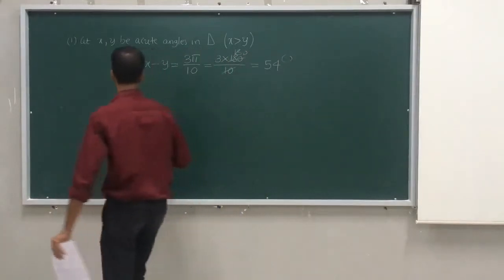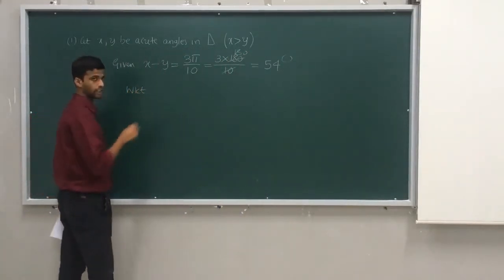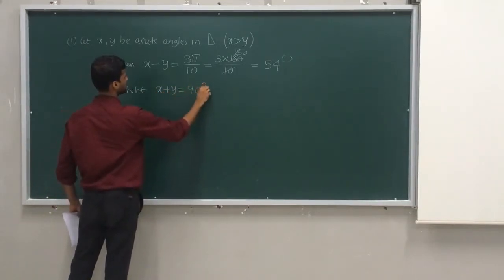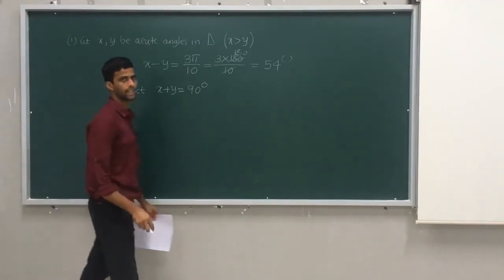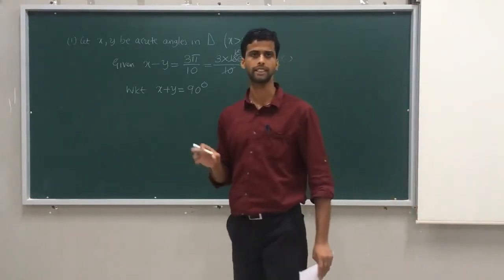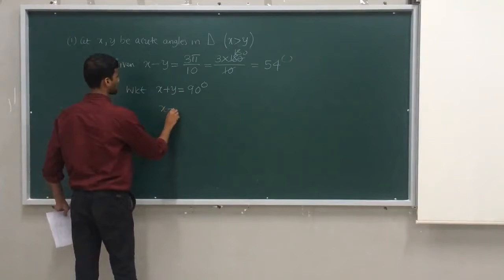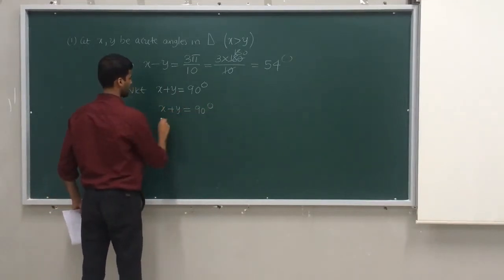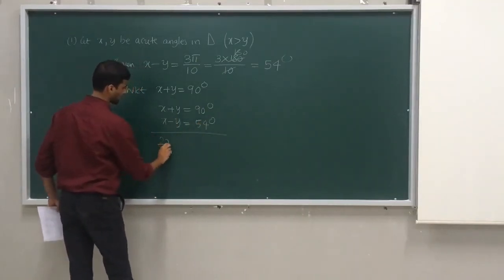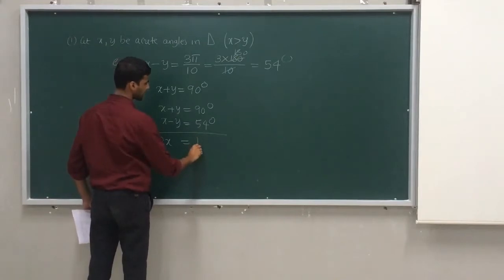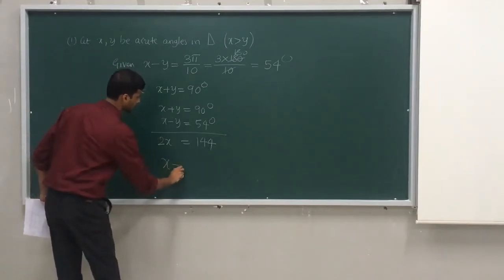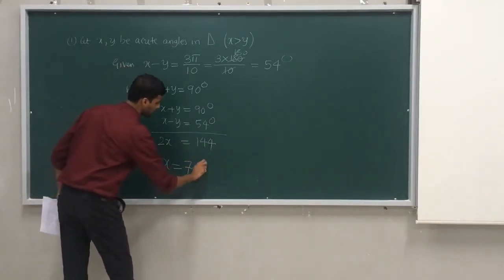Now, in the question they have given a right angle triangle, and this is nothing but x plus y is 90 degrees, because we all know that in a triangle the sum of the angles is 180 degrees. So x plus y is 90 degrees and x minus y is 54 degrees. Adding these two equations, I get 2x equal to 144. With this I got x equal to 144 by 2, which is 72 degrees.